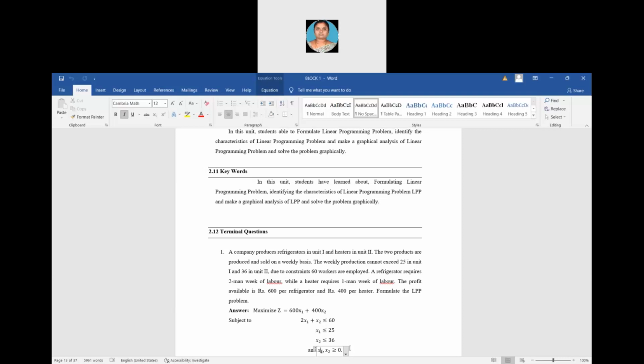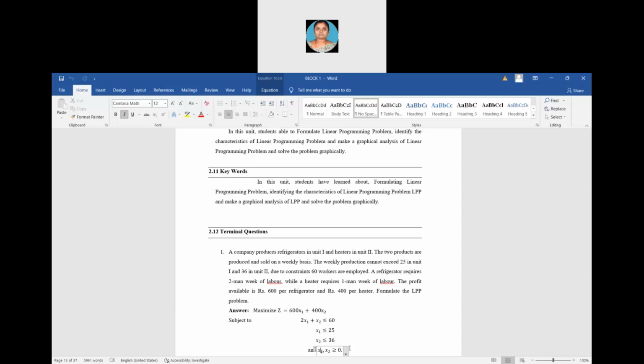Formulate the LPP problem. Our aim is to formulate the linear programming problem. To formulate it, initially we have to find our decision variables. Decision variables means how many factors are here. We are only concerned with refrigerator and heater, so we can take refrigerator as x1 and heater as x2.